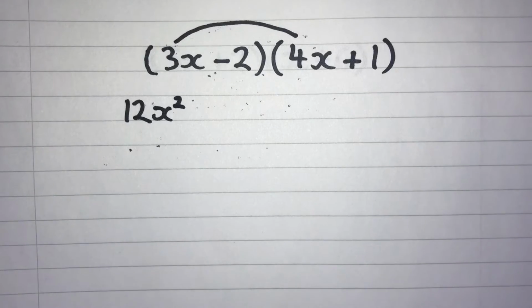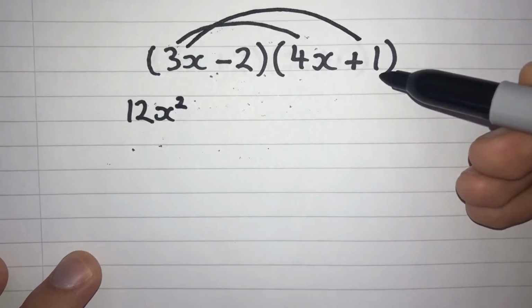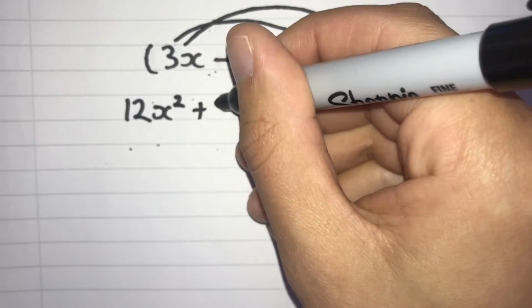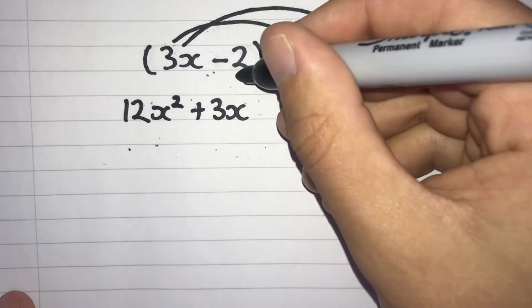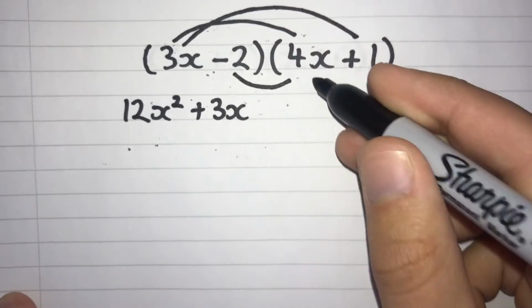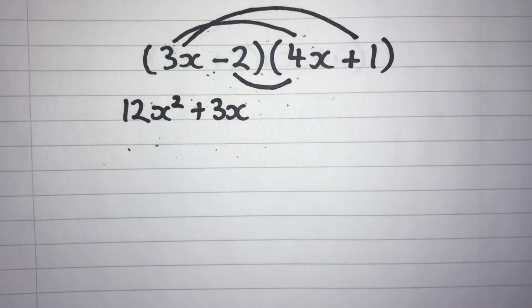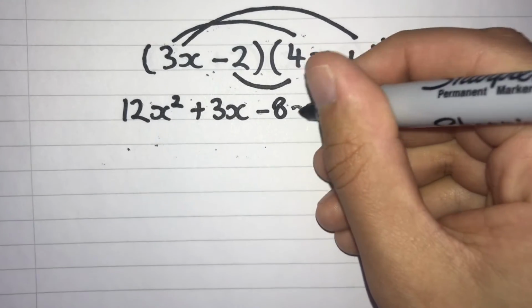Now we've got to do our outers. So that's 3x and positive 1. Well, 3x times 1 is just going to give us 3x. Now we've got our inners. So that's going to be negative 2 multiplied by 4x. Well, 2 times 4 gives us 8, but of course it's a negative, so it'll be negative 8. And we've got this x, so negative 8x.